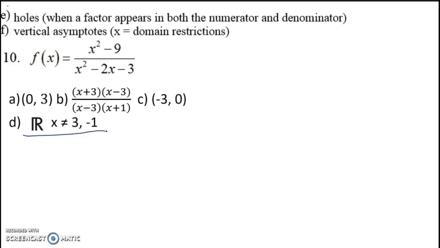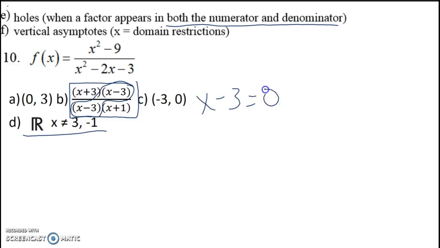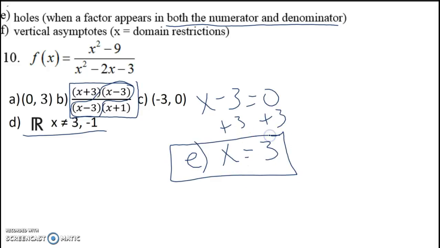Remember, I have a hole when a factor appears in both the numerator and the denominator. Do I have a factor in both the numerator and the denominator? I check B, my factored form, and what do you know? It's right here. So I have x minus 3, right? We'll set that equal to 0, add 3. There is a hole at x equals 3. So E, there's a hole at x equals 3.